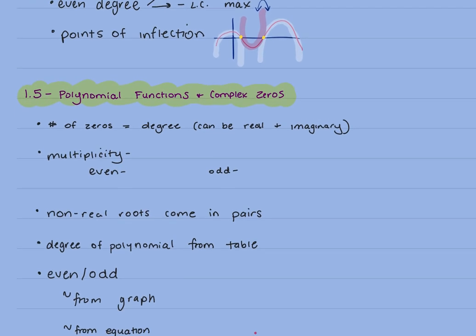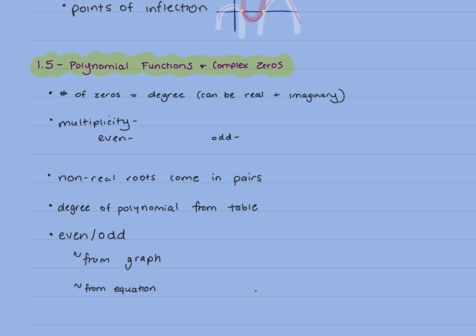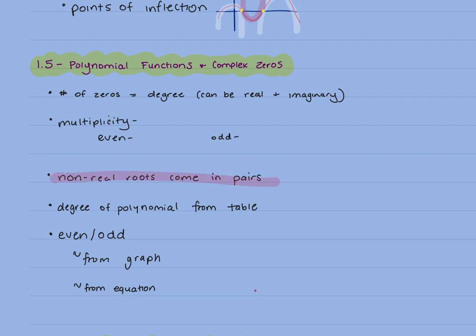All right, 1-5, polynomial functions and complex zeros. So this is where we started to talk about the number of zeros equals the degree, but now they can be real and imaginary. If I have x to the 10th, there are 10 total roots. Some of them can be real and some of them can be imaginary. Imaginary roots come in pairs. So if it says one of the roots is 2 plus 3i, I know the other is 2 minus 3i, and I also know that that means there's 2 imaginary roots.